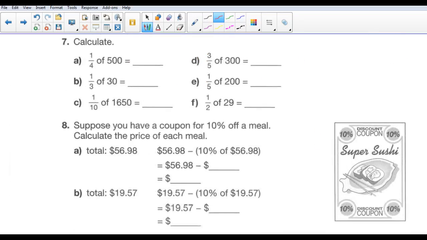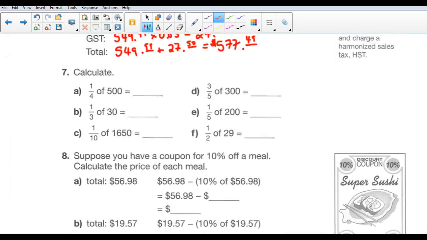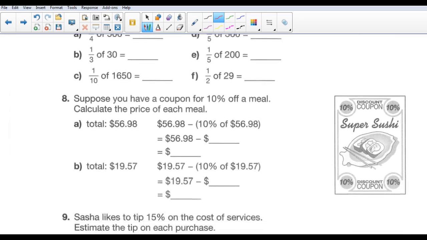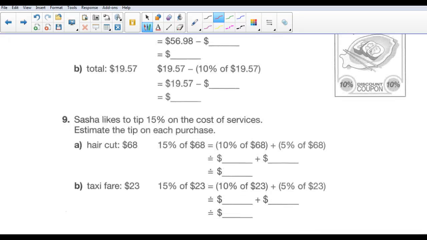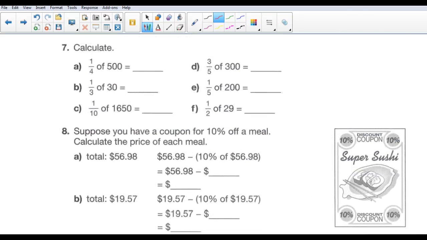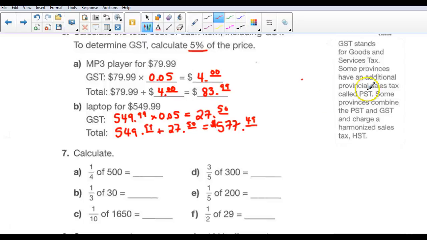Okay? So I think you guys can do question 7 and question 8 by yourself, and maybe even question 9. Not very hard to do. Just follow the example up above and you should be fine.